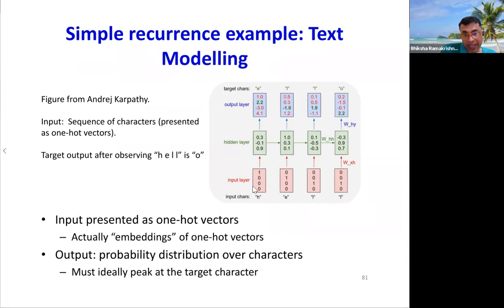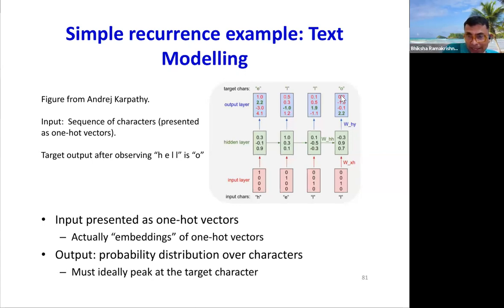And after reading H, it should output ideally the next symbol, which is E. After reading H and E, it should output L. After reading H, E, and L, it must output L again. After reading H, E, L, and L, it must output O. But we have to take a few things into consideration first.